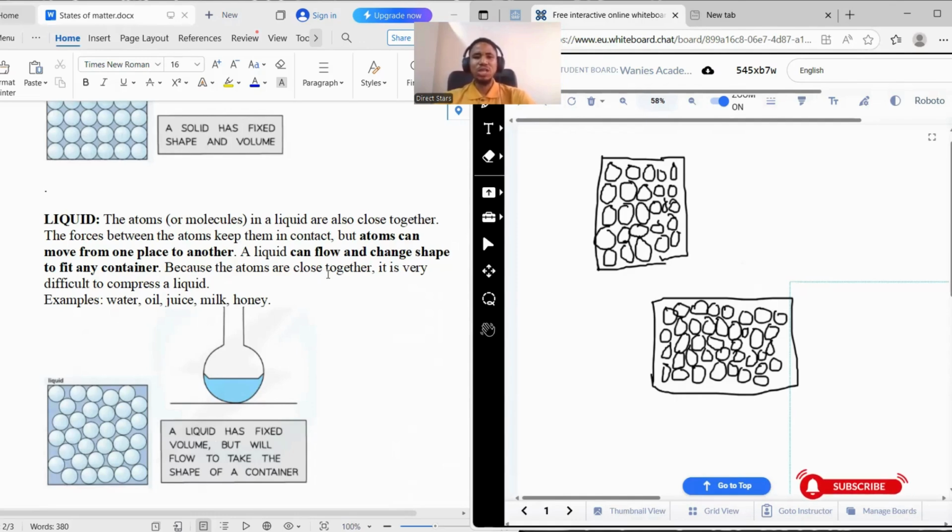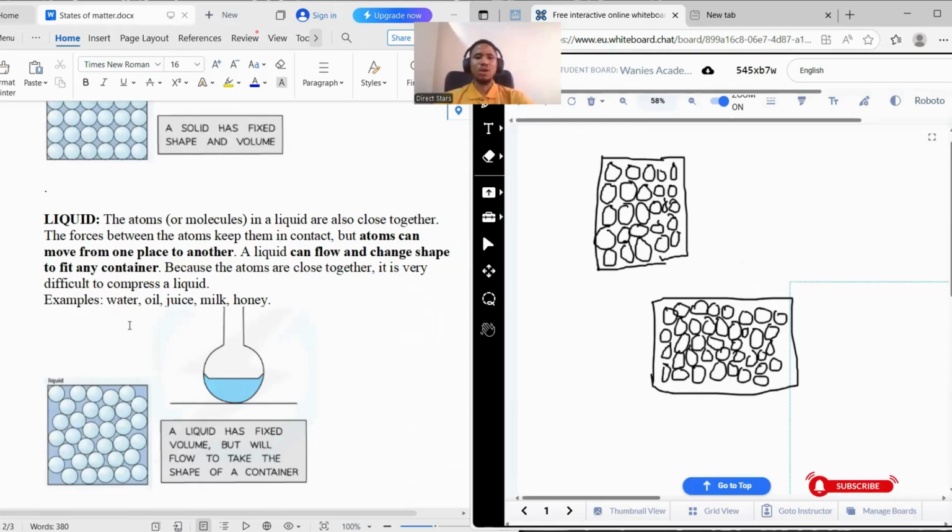Why did they change shape? They can only change shape to fit the container, to fit any container they are in. Liquid fits its own container. It doesn't have a fixed shape. Because the atoms are close together, it is very difficult to compress a liquid.